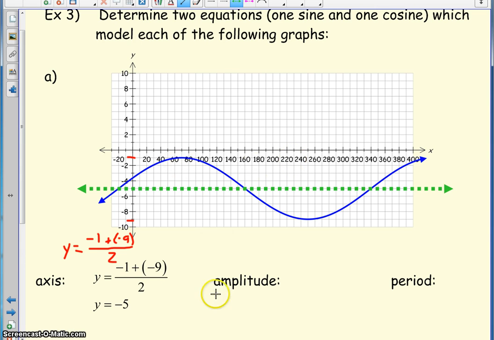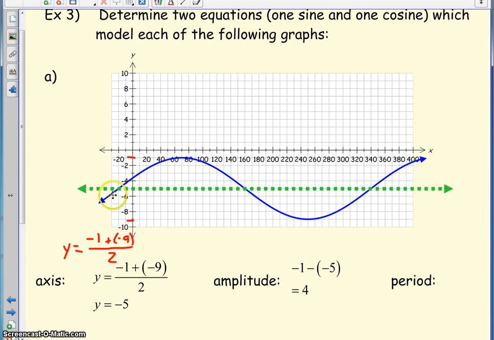Okay, so now let's see if we can figure out our amplitude. If our axis is at y equals -5 and our maximum value is at -1, that's a distance of 4. So we get our amplitude there. The other thing you can do is take the maximum value and subtract the axis, and you get that distance of 4. However you want to go about doing it, we have that information.